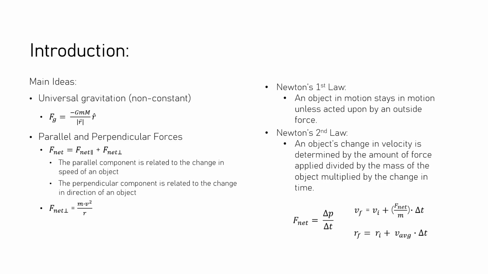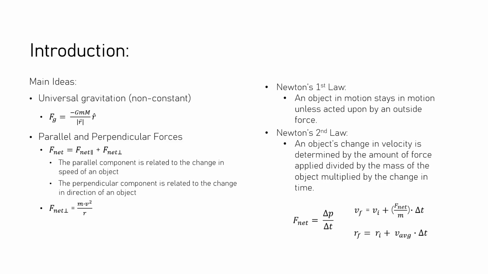So the main ideas for this lab were Newton's first and second law, the first law being that an object in motion stays in motion unless acted upon by an outside force, and the second law basically saying that an object's change in velocity is determined by the amount of force applied divided by the mass of the object multiplied by the change in time, which are those equations you see on the bottom right.